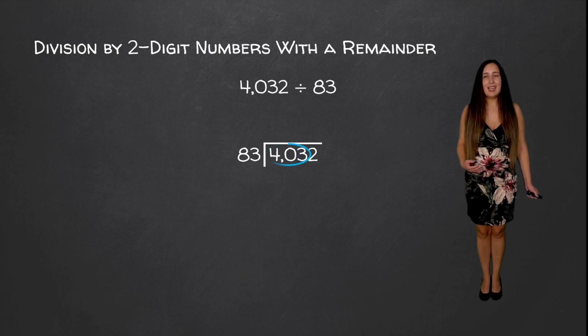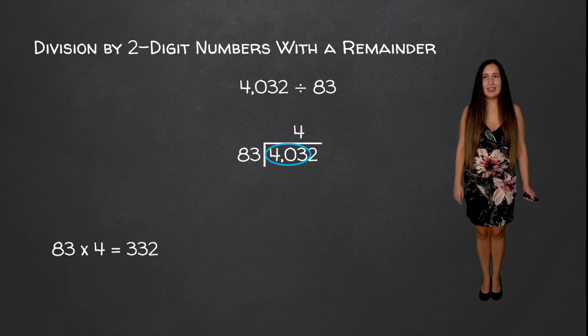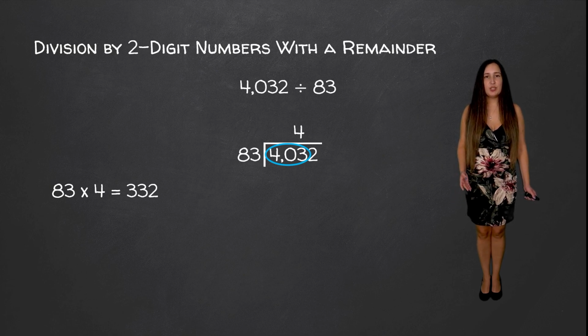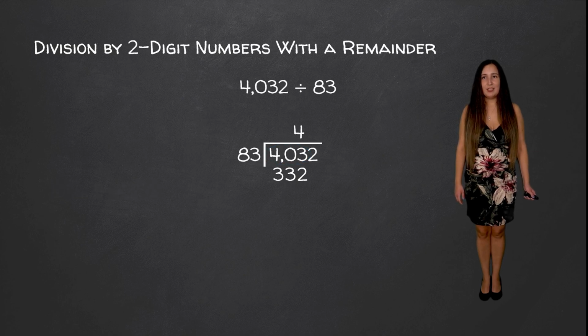So we're going to see how many times does 83 go into 403. And that's going to be 4 times. And that's because 83 times 4 is equal to 332. If we multiplied it by 5, it would be too large. So we're going to stick with this and subtract our values. All right. So 403 minus 332 is equal to 71.